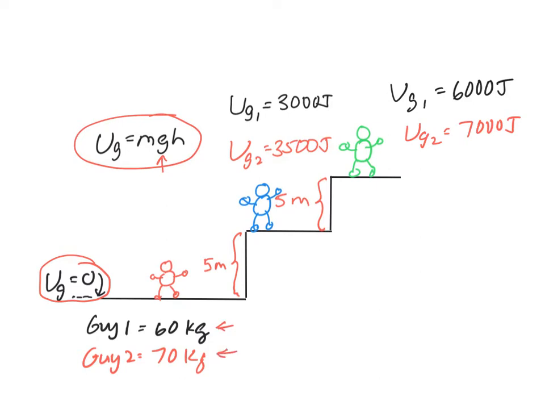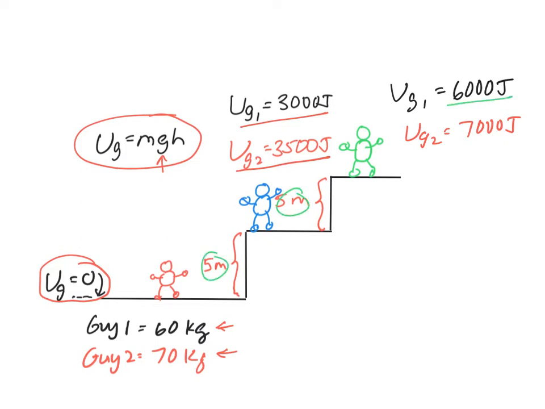We did this in class today. Guy one, who is 60 kilograms, mgh for this 5 meters above the ground is 3,000 joules. Guy 2, who's got a 70 kilogram mass, mgh for him, 70 times 10 times 5, is 3,500 joules. Then we talk about going up to the next height, which is 10 meters, 5 plus another 5 above the reference point.